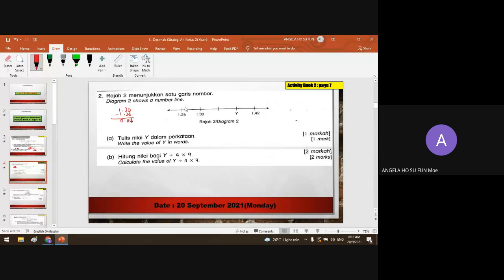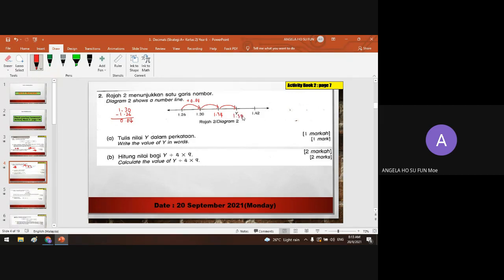So I know that every time I move up, from here to here, I will plus 0.04. So from here, when I plus 0.04, it will become 1.34. So plus another 0.04. So what is the value of Y here? 1.38. Very good. So here I will get 1.38.